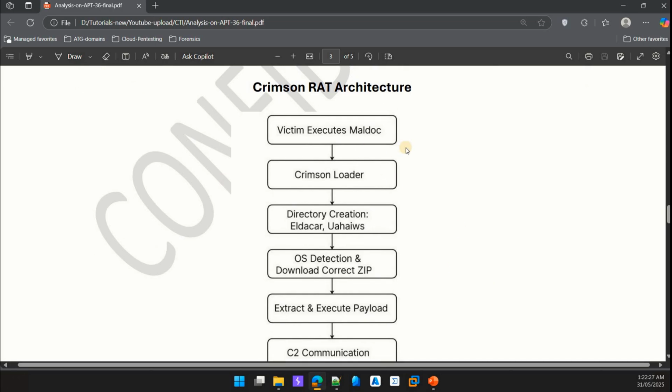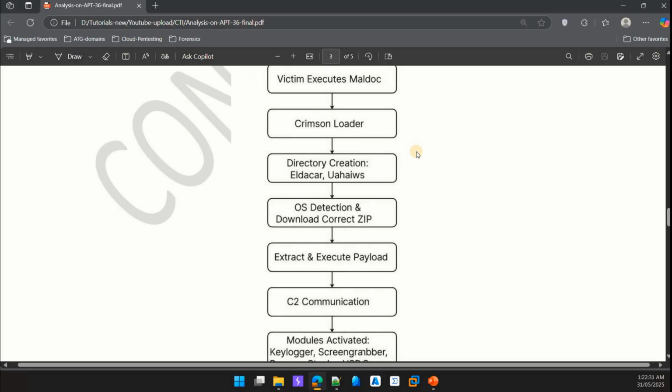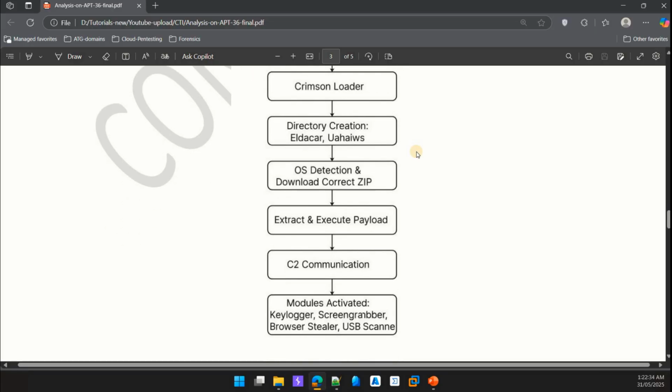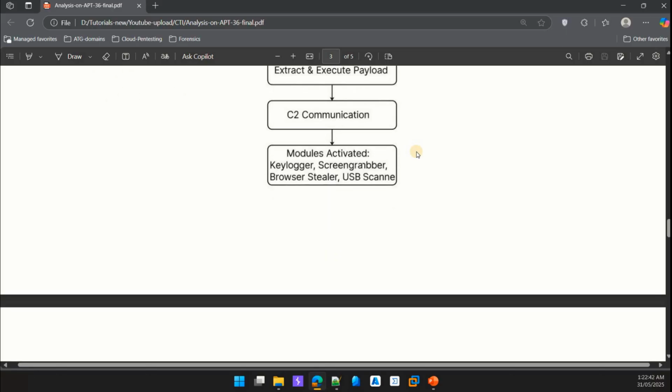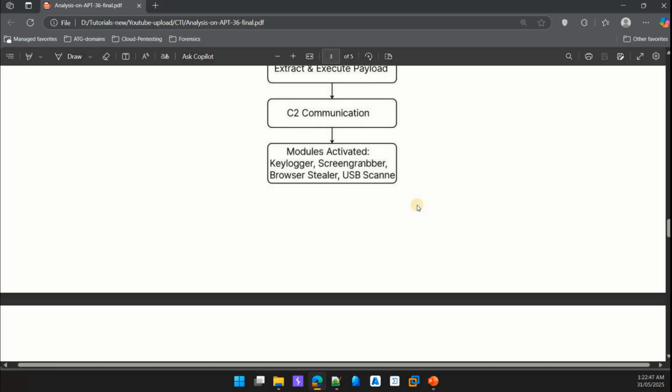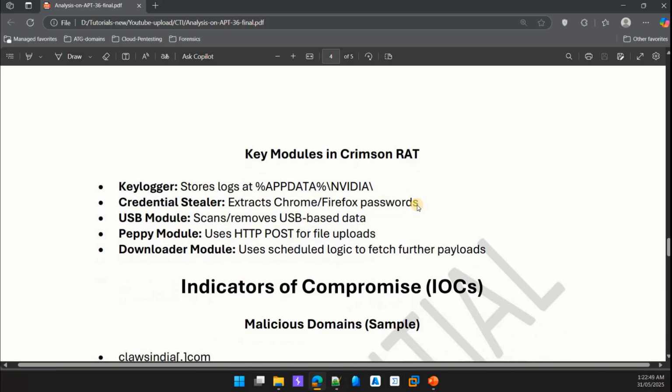So this is the Crimson RAT architecture. I gave it just as an example: the victim executes the malicious file, Crimson loaders, directory creation, LDCAR, UI base, OS detection and download of the correct zip, extract and execute payload, C2 communication, modules activated: keylogger, screen grabber, browser stealer, USB scan.